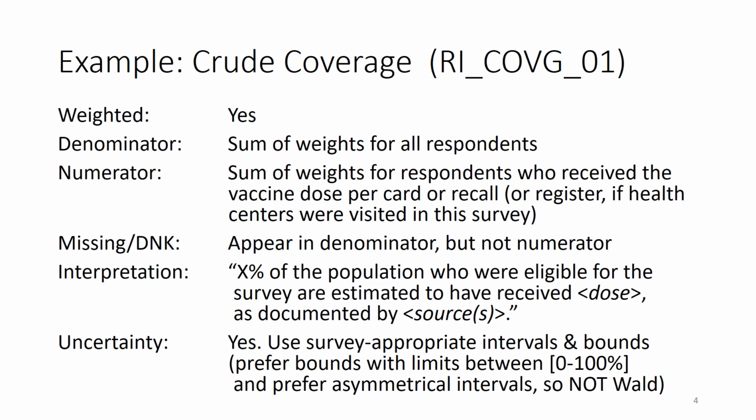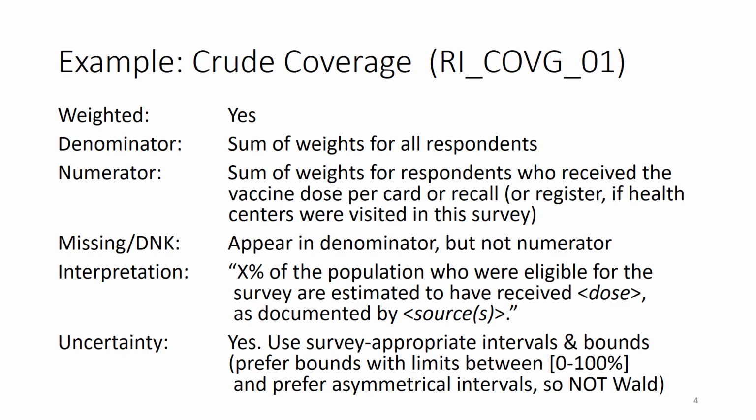Let's just look at a couple of quick examples. The most common vaccination coverage indicator is what we call crude coverage. Is there any evidence at all that the child has been vaccinated? And that is a weighted indicator here in the revised WHO guidelines. It's a weighted indicator in MICS. It's a weighted indicator in DHS. The denominator is the sum of the weights. For the WHO indicator, it's the sum of the weights for all respondents. And the numerator is the sum of the weights for respondents who received the vaccine dose that we're looking at, according to whatever sources of evidence we're considering here.